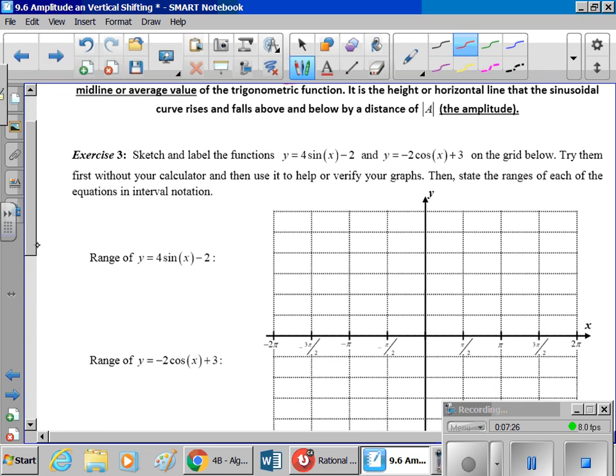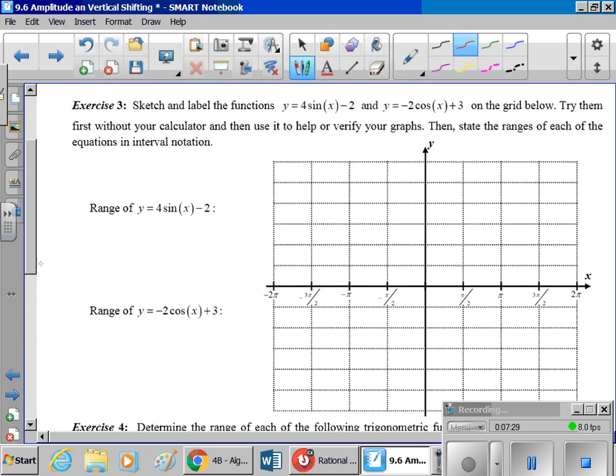Exercise 3. Sketch and label the function. So we have a couple here. We have y equals 4 sine x minus 2, and we have y equals -2 cosine x plus 3 on the grid below. Try them first without your calculator. Again, you don't have your calculator at home, and if you do, you really should. You should even be able to do this pretty easily without your calculator.